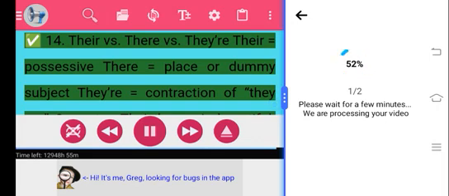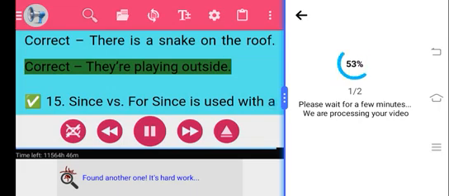Checkmark 14. Their versus there versus they're. Their equals possessive of they. There equals place or dummy subject. They're equals contraction of they are. Correct: Their house is beautiful. Correct: There's a snake on the roof. Correct: They're playing outside.